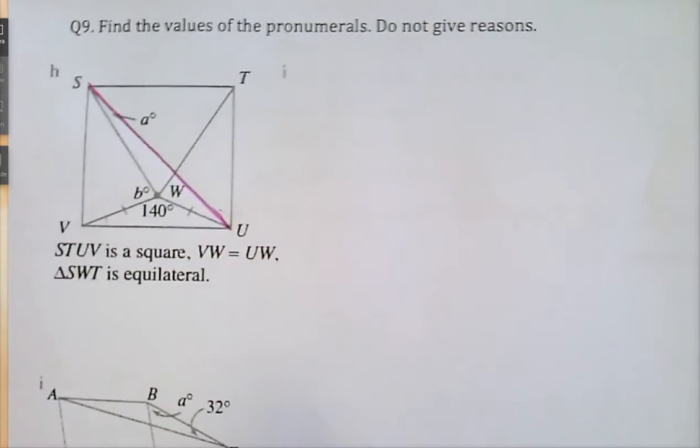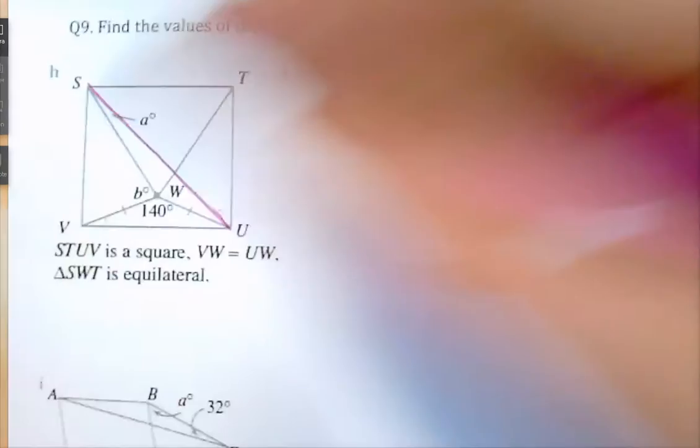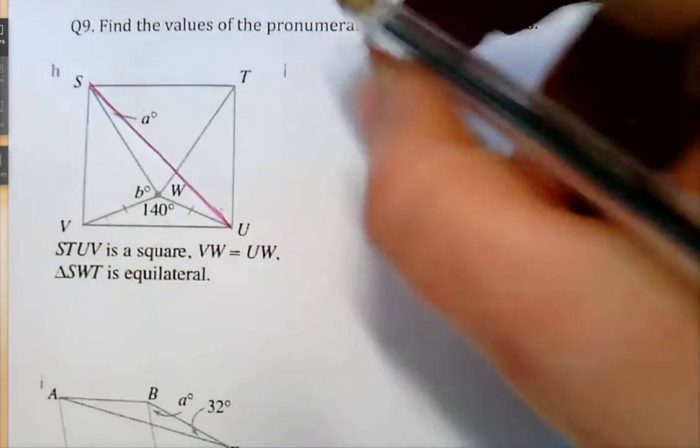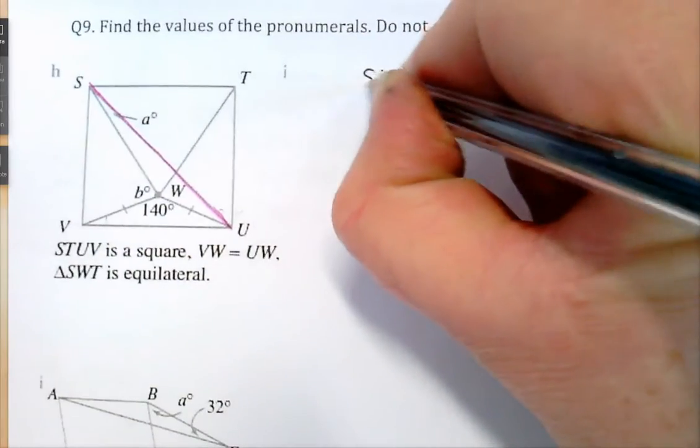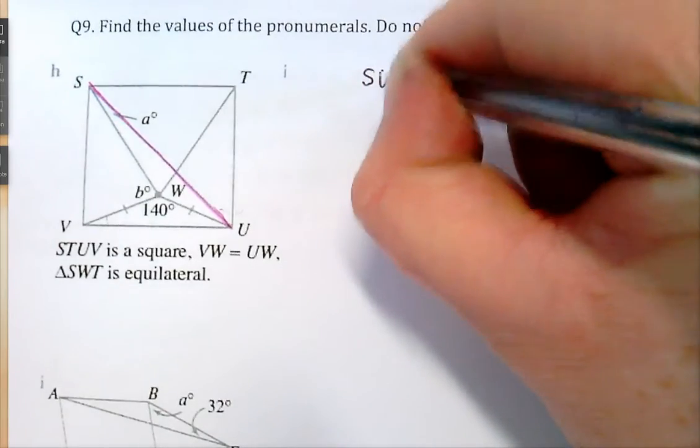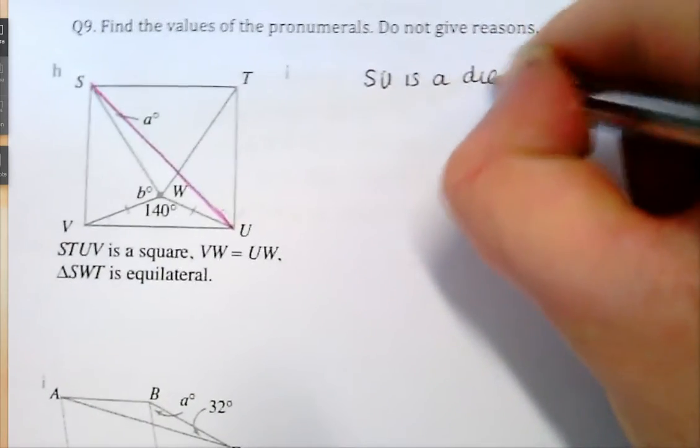So it's really important in these questions to look at the diagonals. So we're going to start with that. We know that STUV is a square, so we're going to say that SU is a diagonal of the square.